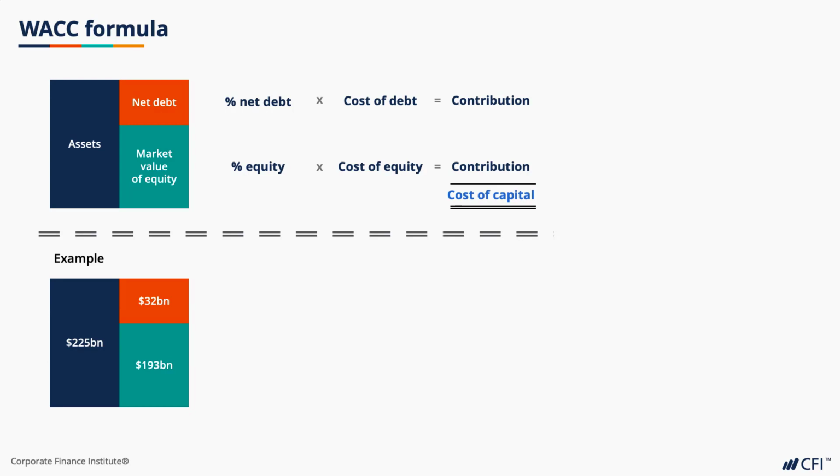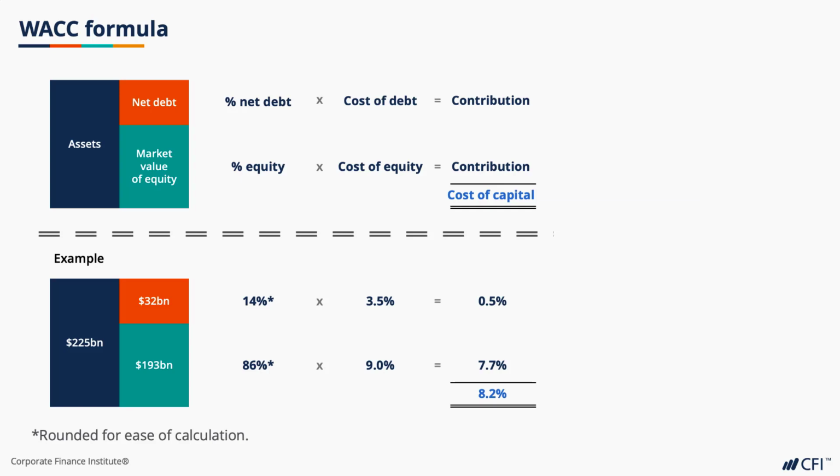Here's a company with $225 billion of assets, funded by $32 billion of debt and $193 billion of equity. That translates to 14% debt and 86% equity in terms of the total capital. The cost of debt is 3.5%. The cost of equity, or required return for shareholders, is 9%. Now we multiply each of these out. We then add them up, and we get the weighted average cost of capital of 8.2%.